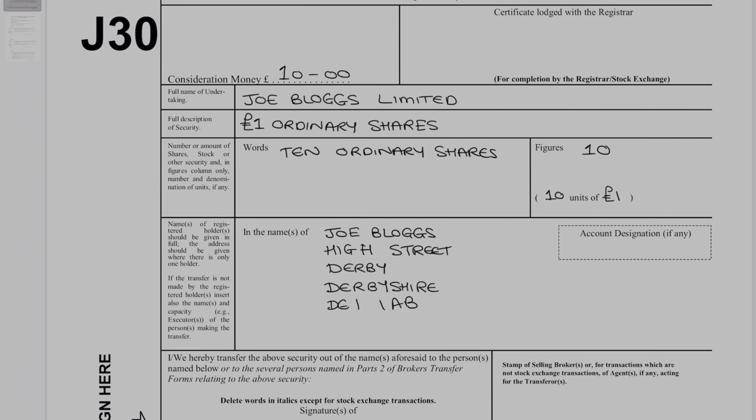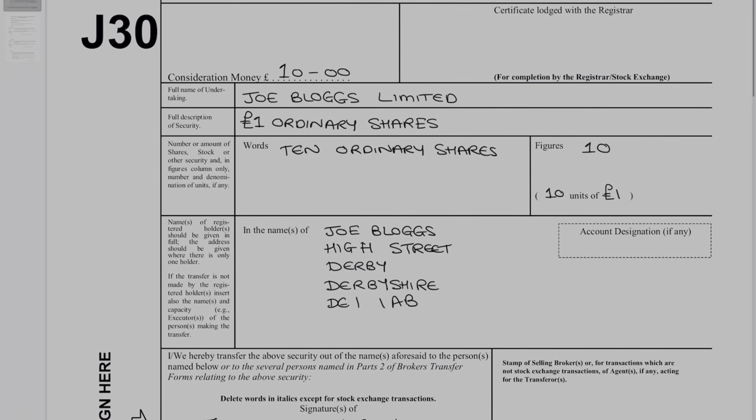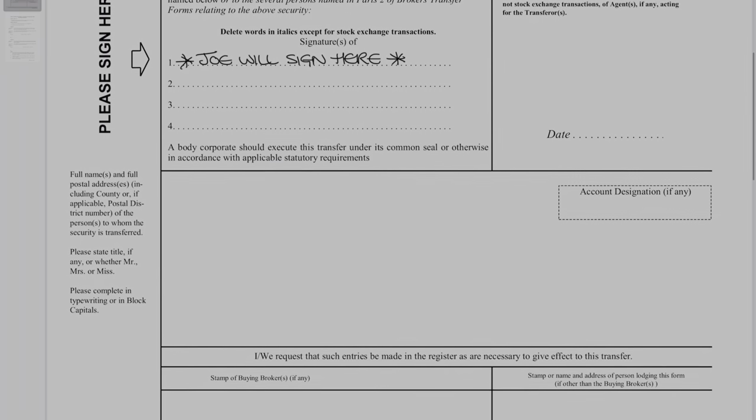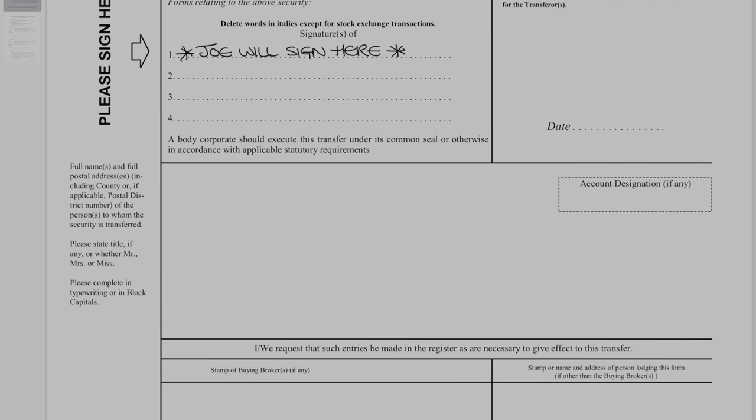Now we can move down the form further to see what else we need to fill in. Now I've shown here where Joe will sign, so you can see exactly where we need to be signing the form. And then we need to add the date that the transfer happens, where you can see on screen.